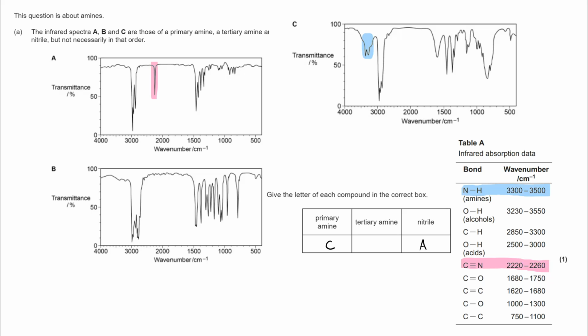If I then look at the amine, N-H, I've got one of them that has a peak in the 3,300 to 3,500 range. So my primary amine is C. And it's important to note that in a tertiary amine, you don't have any N-H bonds because all of the bonds on the N are to alkyl groups. That's why that doesn't give you a peak in that region.